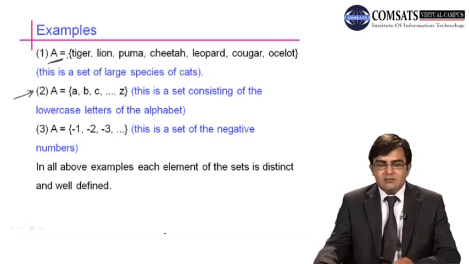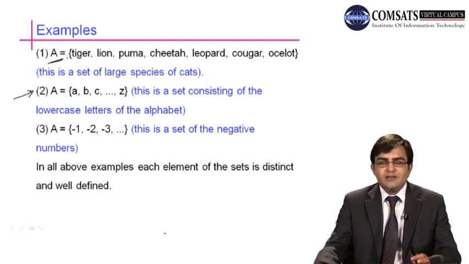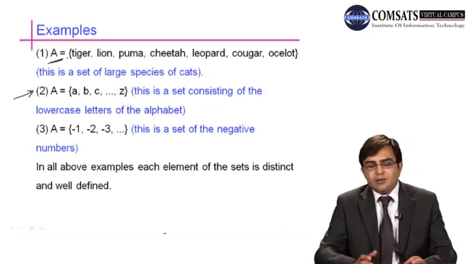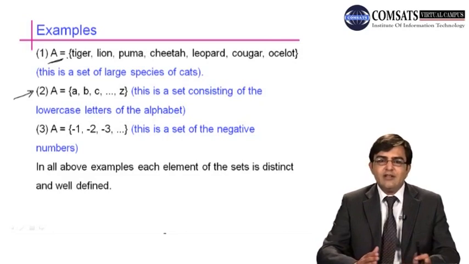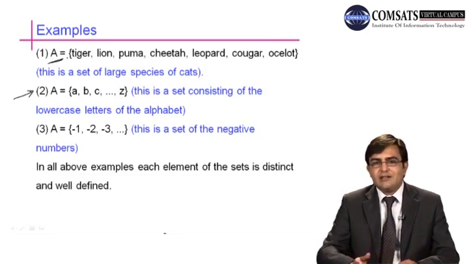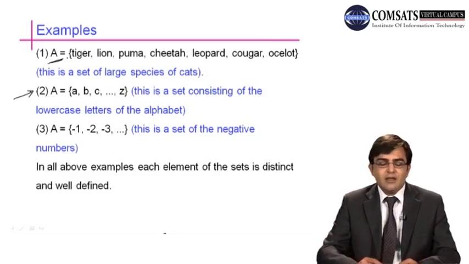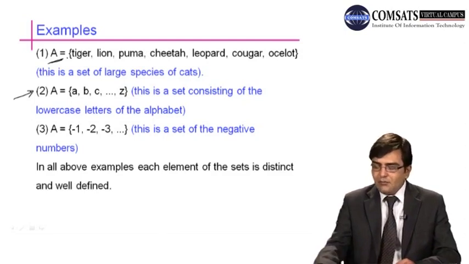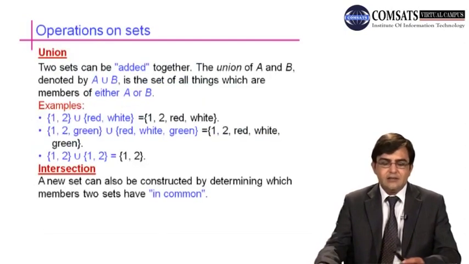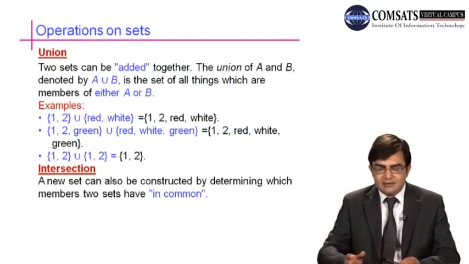Now we see the operations on sets, just like we do operations on numbers. For example, we add numbers, we subtract, we divide, we multiply. These are the algebraic operations on numbers. Similarly, we have operations on sets, and these are basically union, intersection, complement, and subtraction of sets.